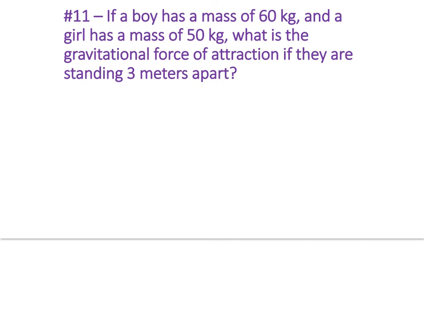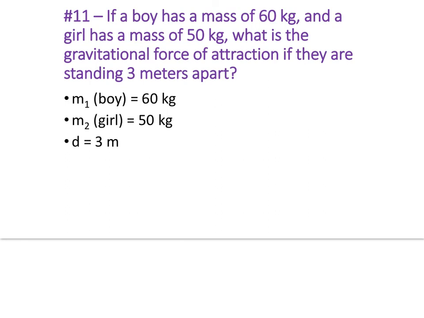So let's figure this problem out. This one's also fairly straightforward. M1, the boy, 60 kilograms. M2 is the girl, which is 50 kilograms. You know that the distance between them is 3 meters, and you are looking for the force, gravitational force. So we go back to our old standard equation, big G times M1 times M2 divided by the distance squared. And that's the gravitational force of attraction between those two people. When you plug that into your calculator, you'll see it's very, very small.